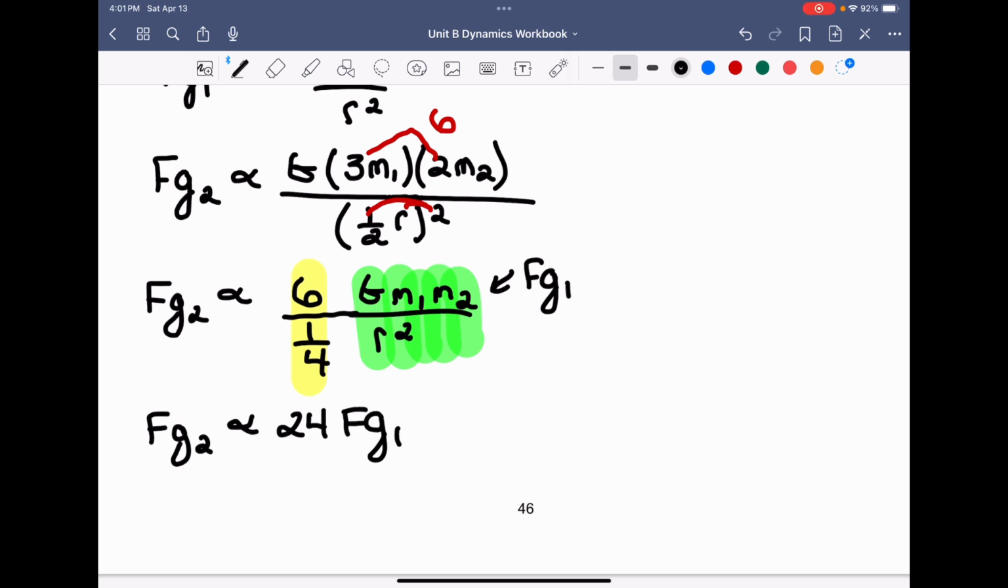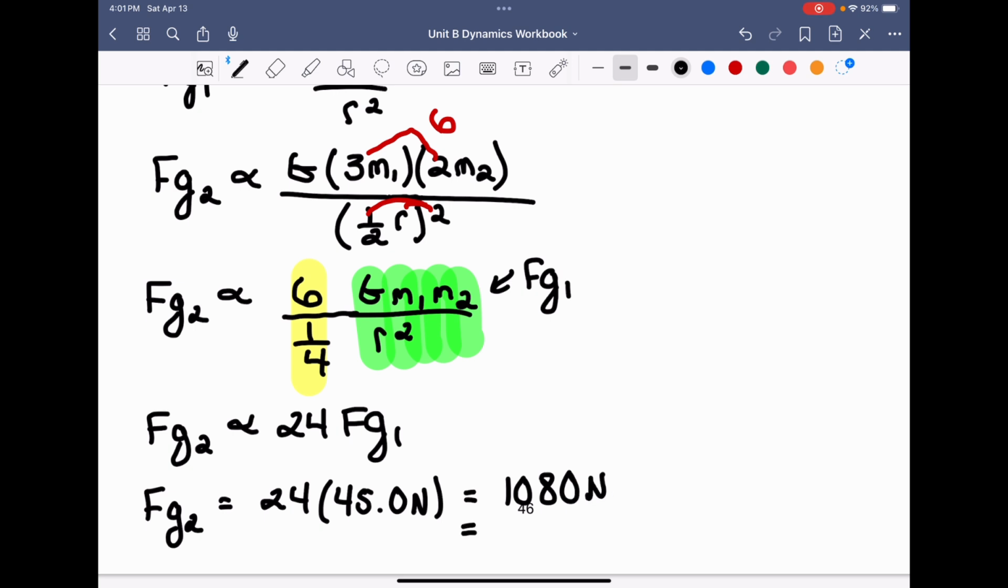So therefore, my calculation is this. Fg2 is equal to 24 multiplied by that original force, which was 45.0 newtons, which then gives me a value of 1080 newtons. Or, to 3 significant digits, 1.08 times 10 to the 3 newtons, which would probably be the more correct way, I would assume, but either way in this case is fine.